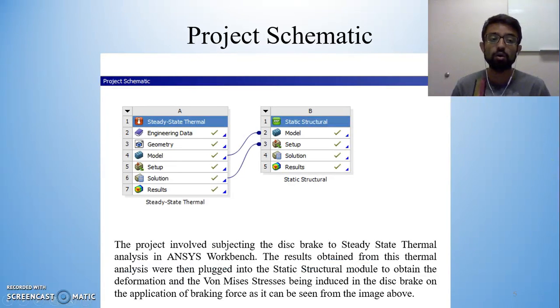This is a project schematic, or the flow of the ANSYS Workbench analysis that I've used for the disc brake. You can see on the left hand side is the steady state thermal module of ANSYS Workbench. The CAD model was initially uploaded onto this module, and a temperature was applied on the disc brake followed by convection, and the results that were obtained were plugged into the static structural analysis module of the ANSYS Workbench.